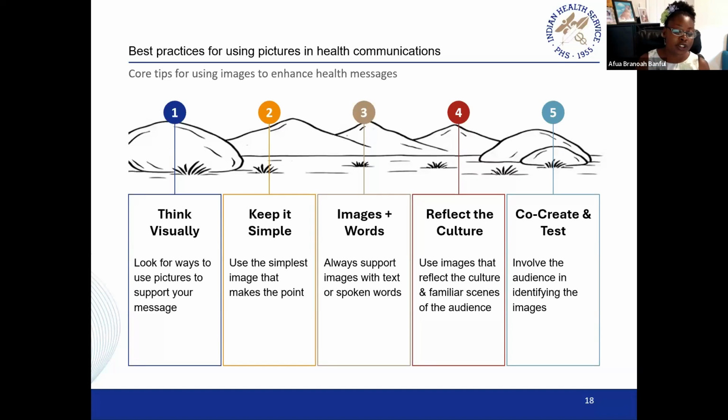Of course, I'm also going to share with you many free and some paid image sources, but I'd really encourage you to play around with generating your own images, right? So I want you to get from this that there are some core tips. There's a lot more, but some core tips for using images to enhance health messages. The first thing in the foreground, which is the boulder, is think visually. Always look for ways to use pictures to support your message. Whatever message it is, there's probably some way in which you can use pictures to enhance it.